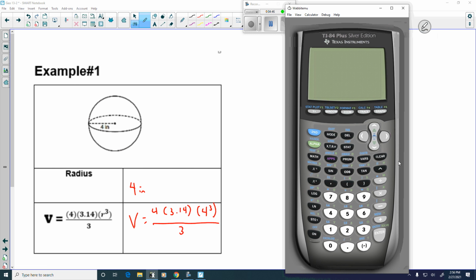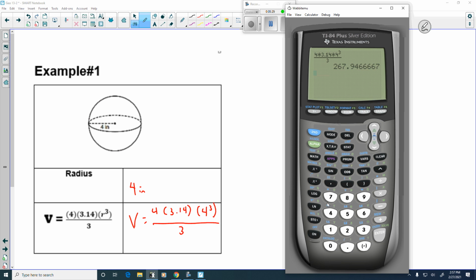You could use the fraction function. In fact, I'll do it that way first. So if you press alpha F1, you see this first one is a frac, so hit enter. And it gives me a fraction, and I want this to be 4 times 3.14 times 4 cubed. And this little caret, this little up arrow looking thing, gives me an exponent, so 4 cubed. And then down here on the bottom, I've got the 3, and that works out and gives me 267.94.